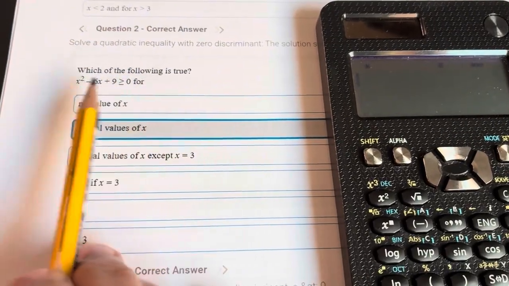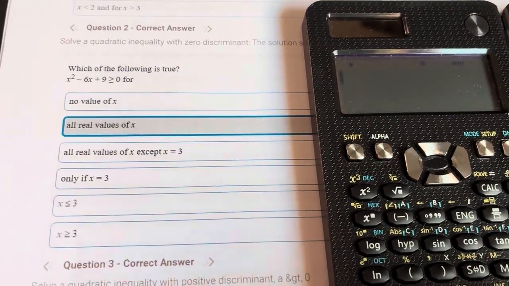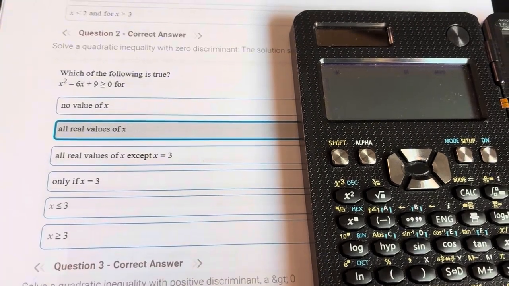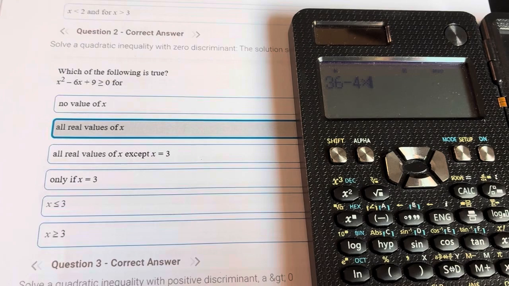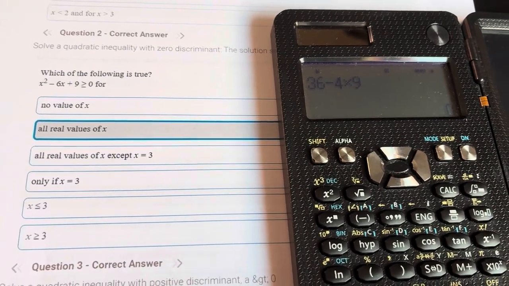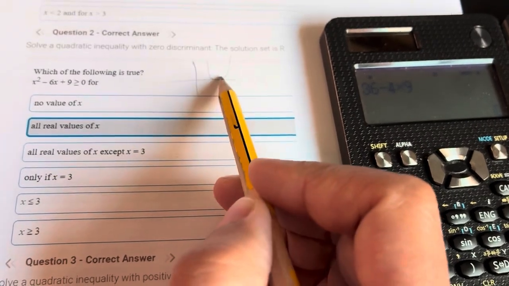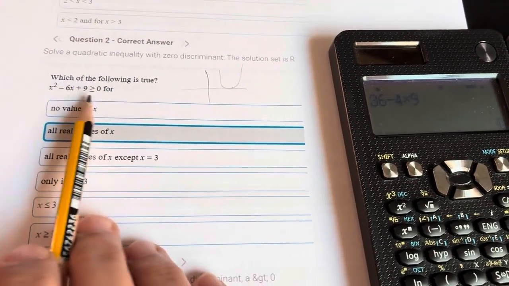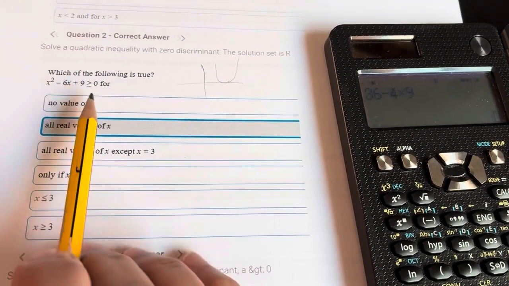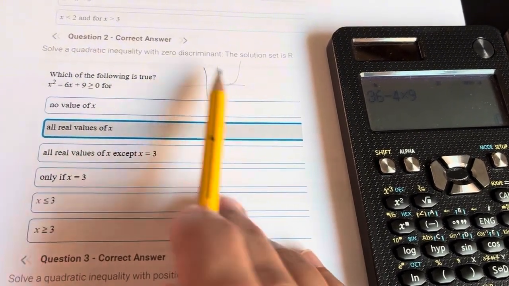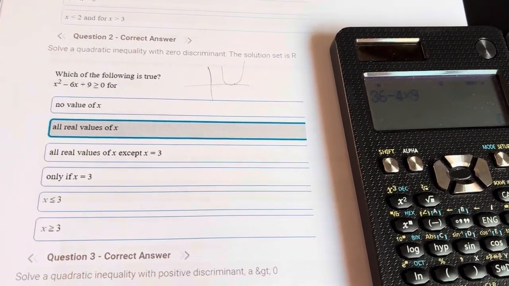So all real values of x. Question 2. Which of the following is true? x squared minus 6x plus 9 greater than or equal to 0. Again, b squared is 36 minus 4 times a is 1, c is 9. So this is equal to 0. So your curve is touching the x-axis at one point. So the range is greater than or equal to 0, again for all the values of x. Here greater than or equal is with me, so it's for all real values of x.